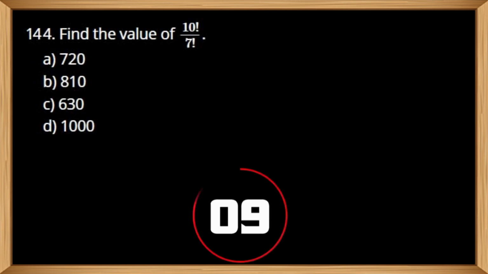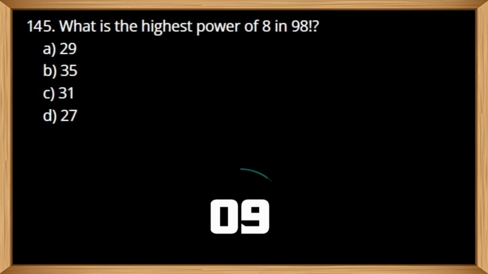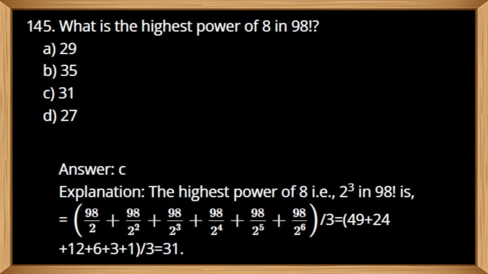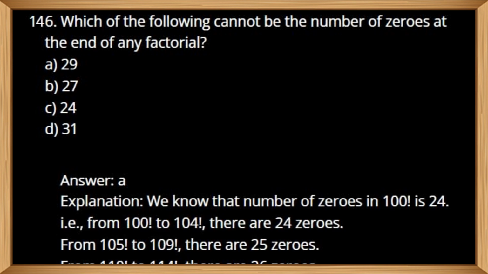Find the value of 10 factorial divided by 7 factorial. Option A: 720. What is the highest power of 8 in 98 factorial? Option C: 31. Which of the following cannot be the number of zeros at the end of any factorial? Option A: 29.